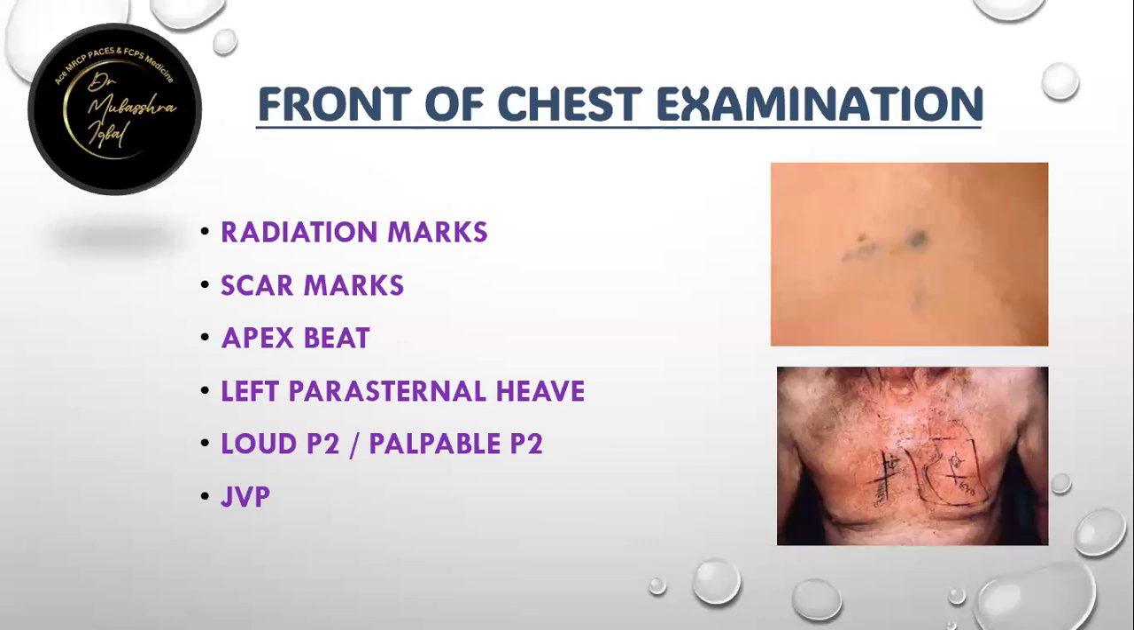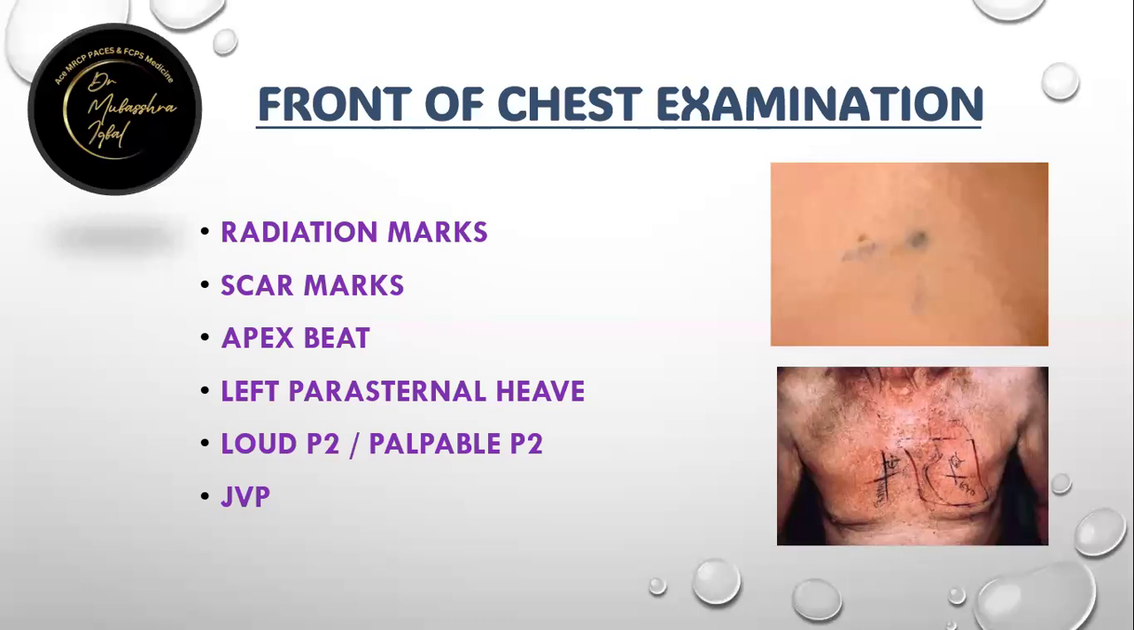After that, you will check for apex beat, whether it is displaced or not. Left parasternal heave, loud P2, palpable P2, and JVP. These four points will give you a clue whether this patient has pulmonary hypertension or not. For example, the signs of pulmonary hypertension are palpable P2 and loud P2. You will not say the word loud P2. Instead, you will say loud pulmonary component of second heart sound. Left parasternal heave might be present in pulmonary hypertension, and venous pressures will be elevated if there is pulmonary hypertension present.